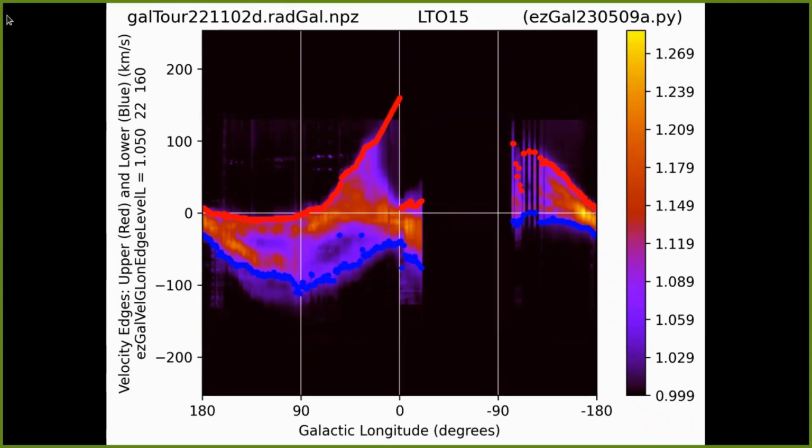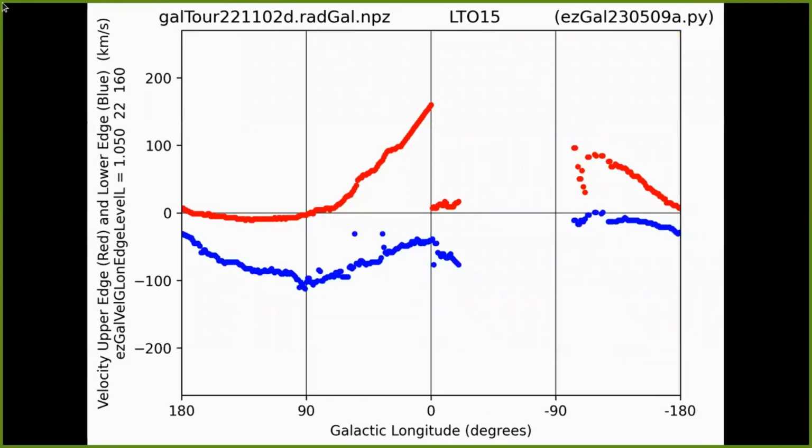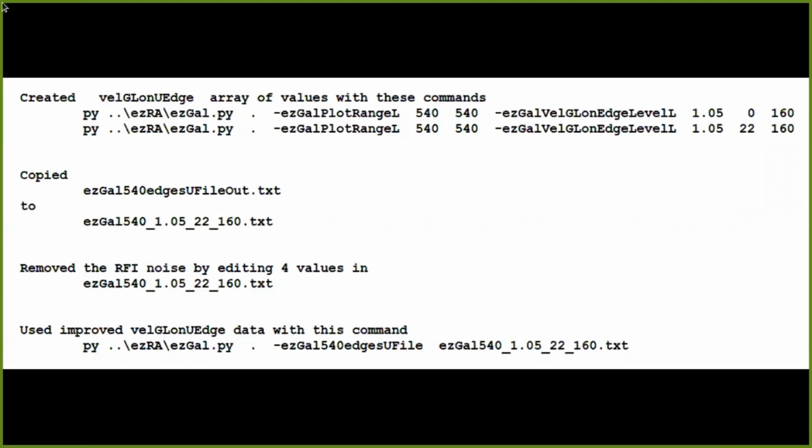If we look at just that top line in red, and then in the meantime, there's another blue line underneath here and over here on this side as well, all being calculated. It looks a lot like this. Now, how did I do all that? Let's review. We created an array of values for the velocity galactic longitude plot. We want the upper edge values, U for upper.